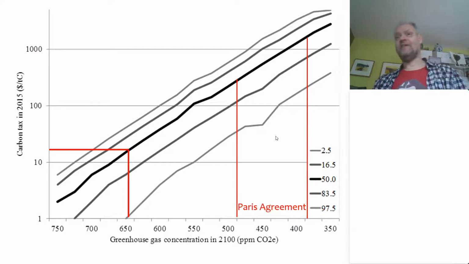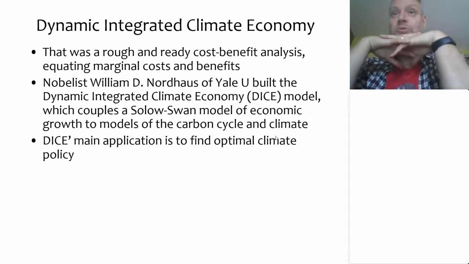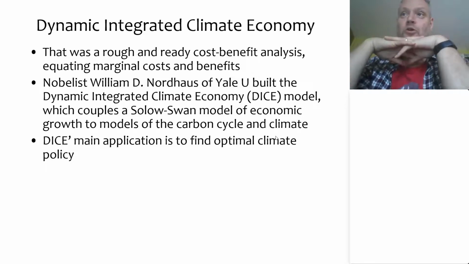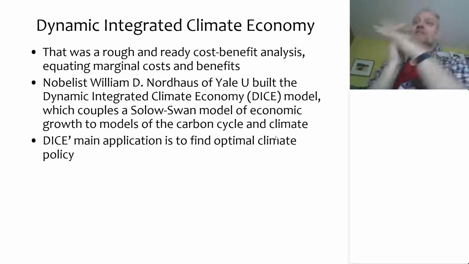So this is a very rough and ready cost-benefit analysis where we say marginal costs are this, we've seen estimates of that, marginal benefits, social cost of carbon are that, we've seen estimates of that. Let's just equate the two and see what happens. And what you see happen is something that is far, far away from what international law tells us. Now, as I said, that is a rough and ready cost-benefit analysis.